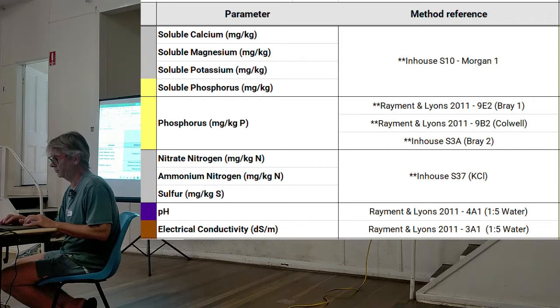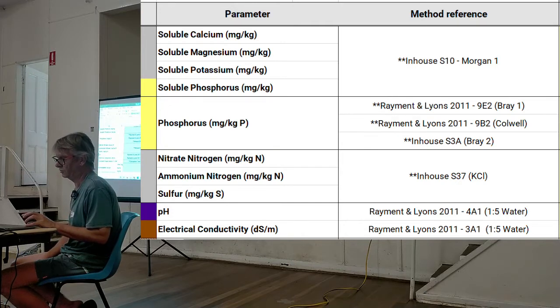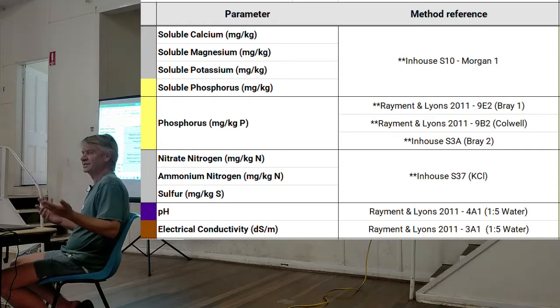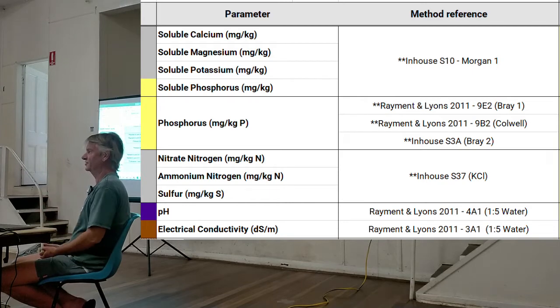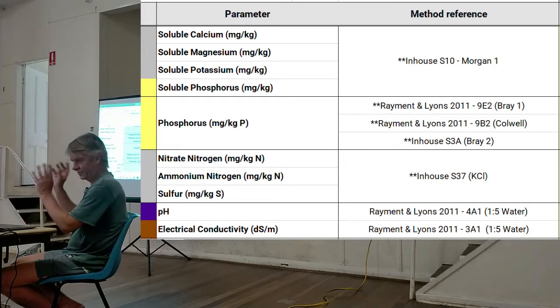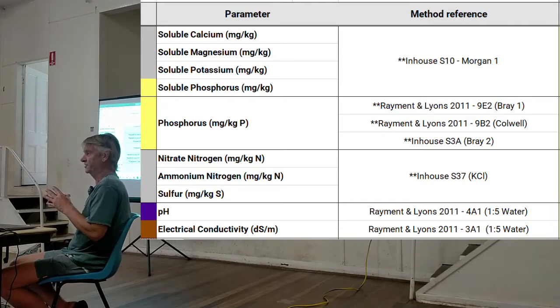So on all the reports that you have, I've said this before. We've got Raymond and Lyons 2011 9E2, Bray 1, Colwell, an in-house S3A Bray 2. Now this is all for phosphorus. Is this just one test, or many tests to find phosphorus? If you want to know how much phosphorus is in the soil, you do a total phosphorus, which would just be an acid digestion. They'd run it on an ICP, and you would have a result, which they would express in milligrams per kilogram. So you'd have the total amount of phosphorus.